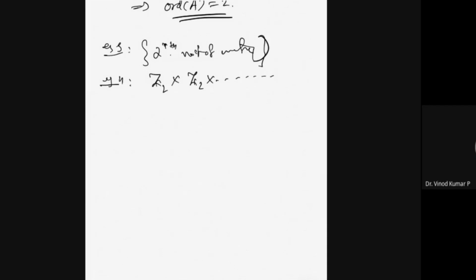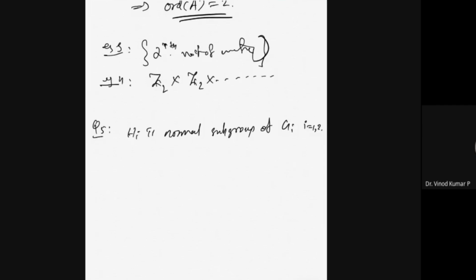Fine. Now we'll go to the next question. So you have two groups G1 and G2, and H1 and H2 are subgroups which are normal in Gi. So let's say Hi is a normal subgroup of Gi, i equal to 1, 2. That means G1 and G2 are groups and H1 and H2 are normal subgroups.